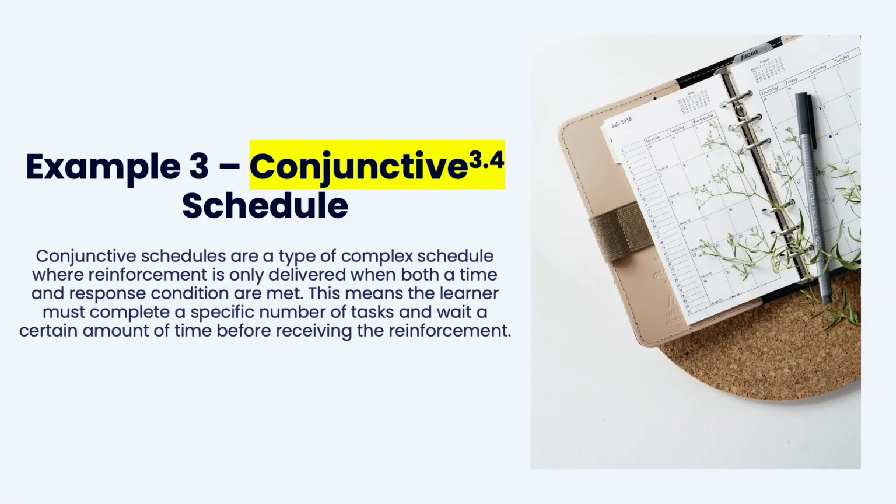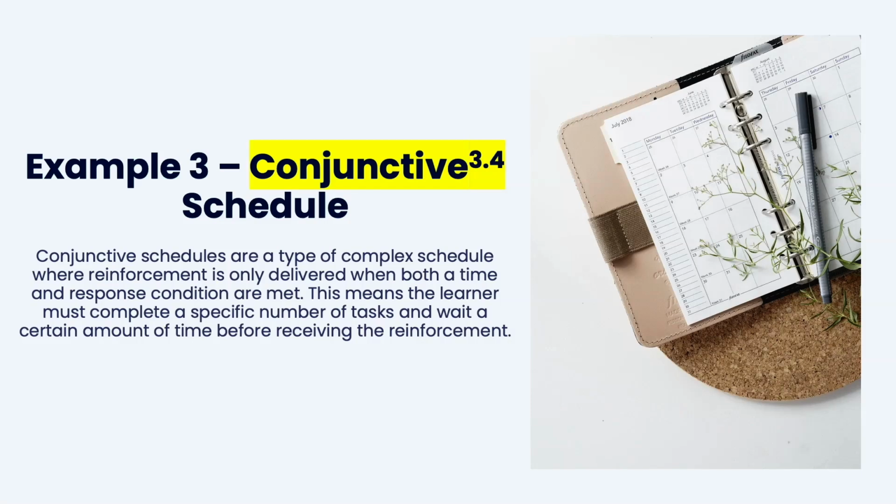Conjunctive is the third type. Conjunctive is a complex schedule where reinforcement is only delivered when both a timed and response condition are met. So there's an interval time condition and a ratio responding condition running at the same time, and they have to meet both.